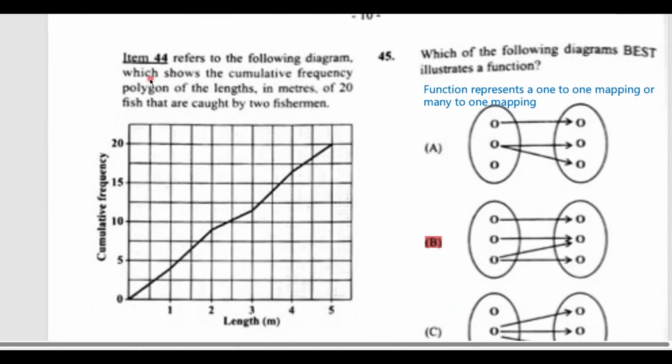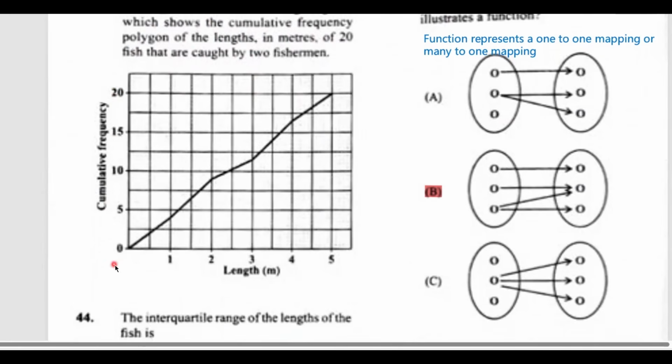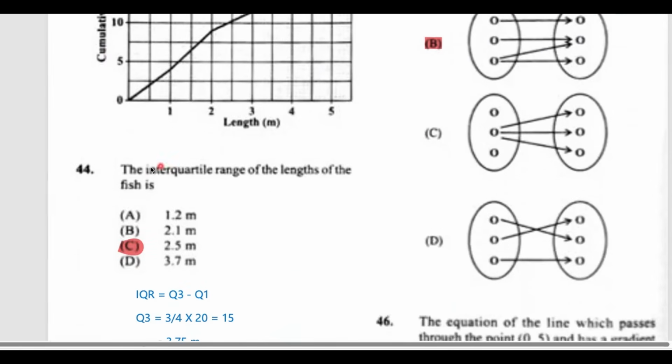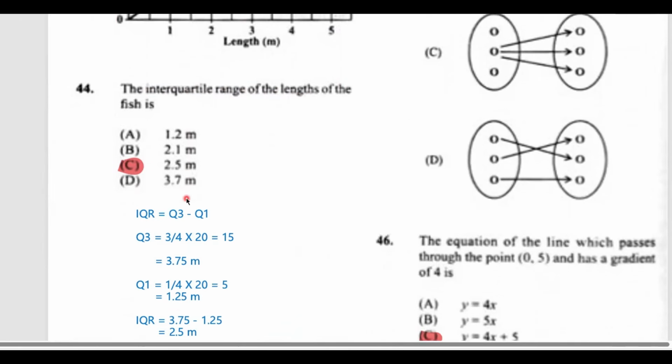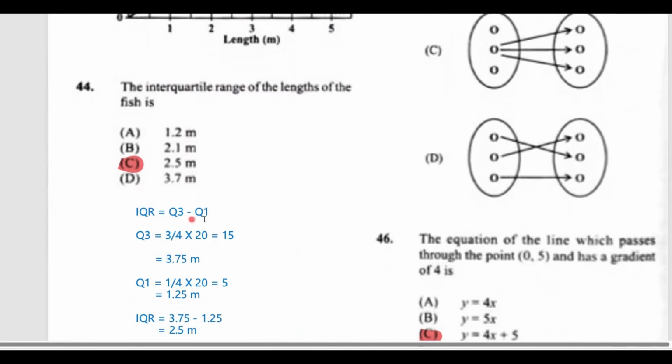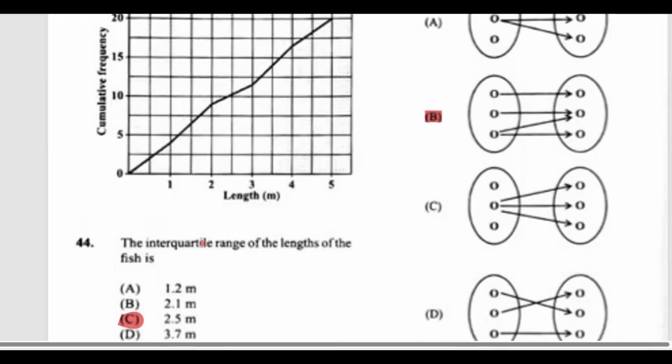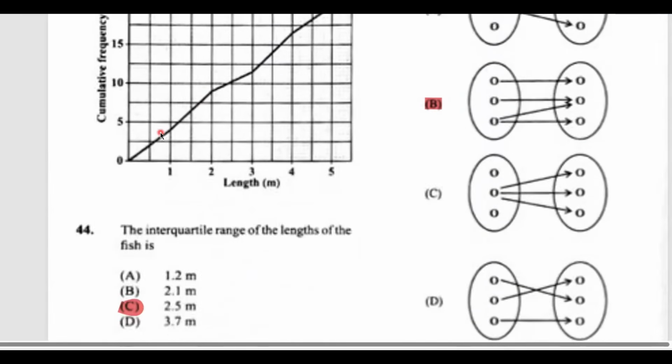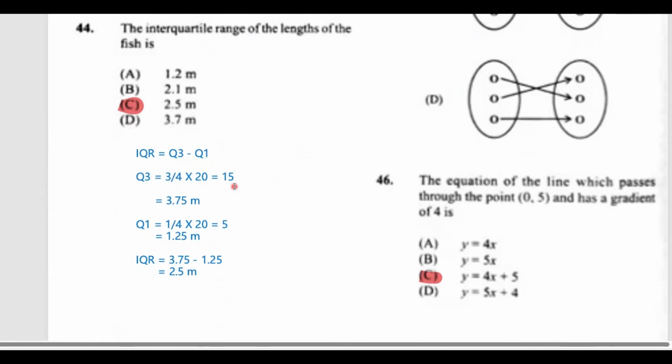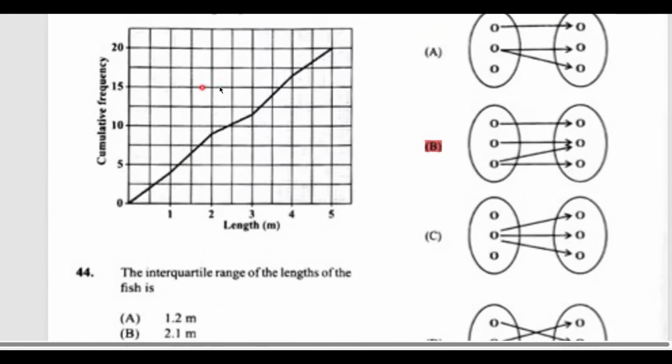44 refers to the following diagram, which shows the cumulative frequency polygon of the lengths in meters of 20 fish that are caught by 2 fishermen. The interquartile range of the lengths of the fish is. So you want the IQR. IQR is Q3 minus Q1. Q3 is your upper quartile, which is the value corresponding to when you have 3/4 of the frequency. Okay, total amount of fish we did read is 20. See, 20 fish. So 3/4 of 20 will give you 15. And you look for 15. Go across and come down. So it's between 3.5 and 4.